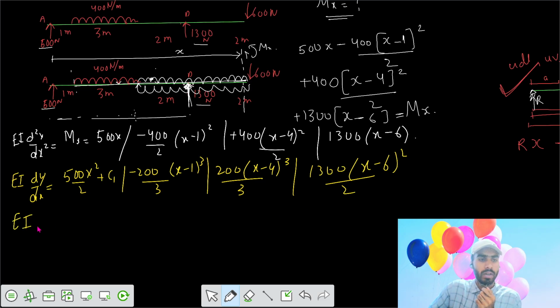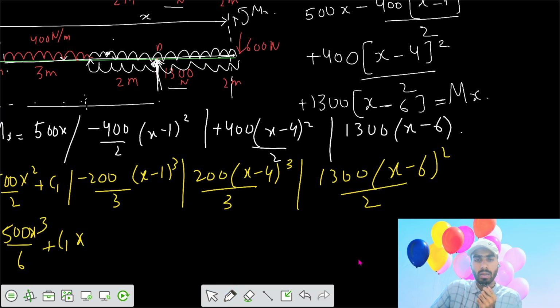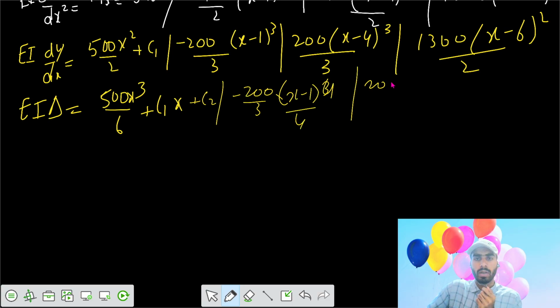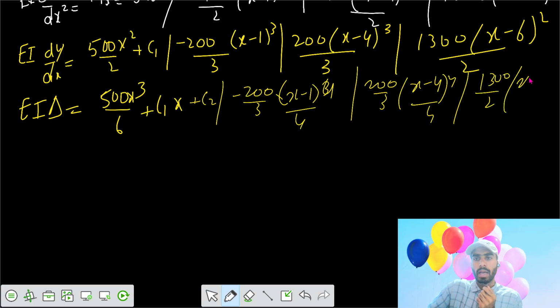Then you integrate one more time, and you get the value of delta: 500 x cubed by 6 plus C1 x plus some constant C2. Then we have minus 200 by 3 into (x minus 1) whole power 4 by 4. Then we have 200 by 3 (x minus 4) power 4 by 4. Then we have 1300 by 2 (x minus 6) power 3 by 3.